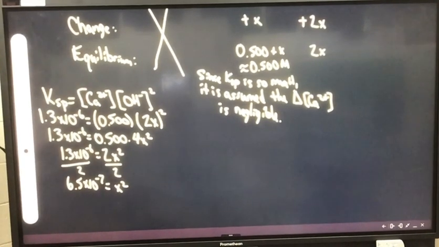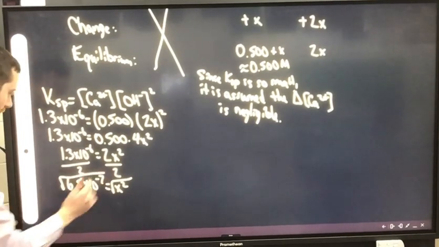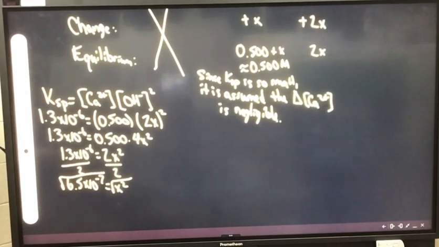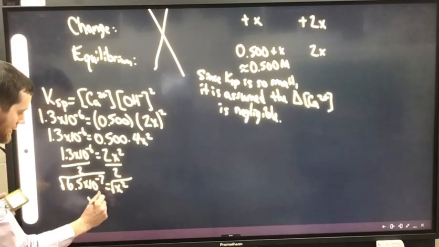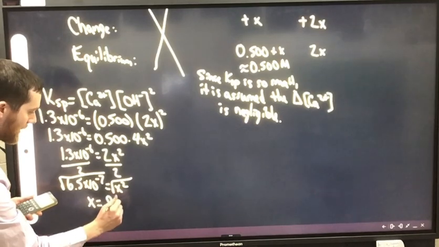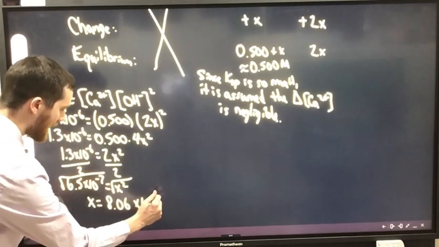Again, I'll grab a calculator. We're going to square root both sides to get that x by itself. 6.5 times 10 to the negative 7th square rooted. And this x turns out to be 8.06 times 10 to the negative 4th.